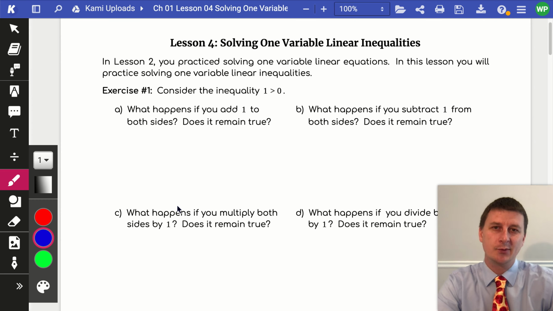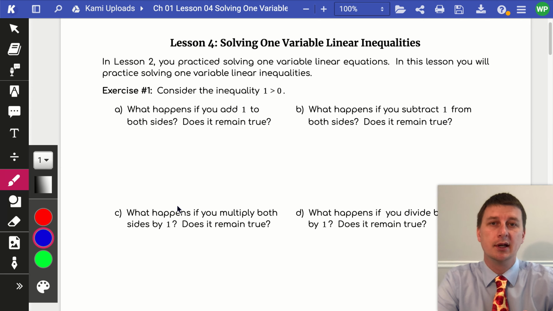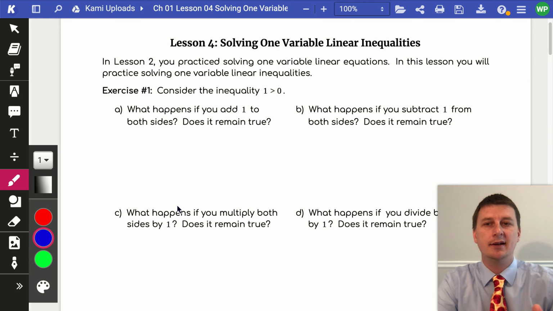And in this lesson, we're going to be looking at solving one variable linear inequalities. So in lesson 2, we looked at solving one variable linear equations. But now, instead of having that equal sign, we're going to have an inequality in its place. So if you didn't watch the lesson 2 video in chapter 1, I suggest you go back and watch that to freshen up your skills on solving one variable linear equations before you move on to linear inequalities.